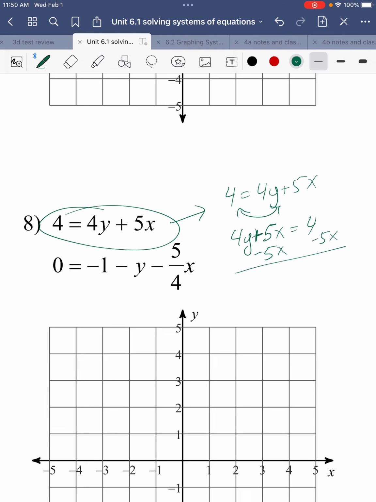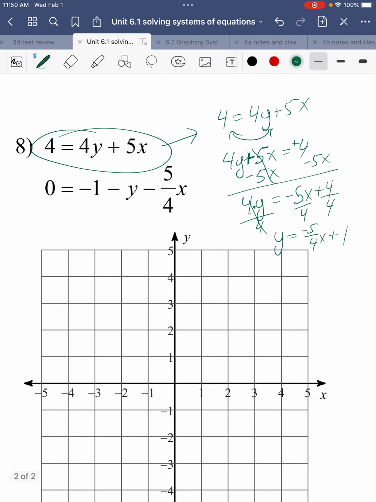This is positive. 4y is going to come down. I'm going to put the x term first because that's where my slope is found, and it's plus 4. And then I'm going to break up the 4y by dividing by 4 on every term. y equals negative 5/4 x. 4 divided by 4 is 1.